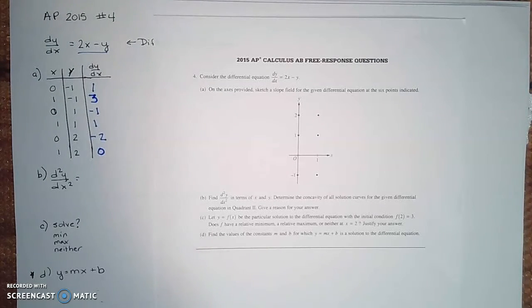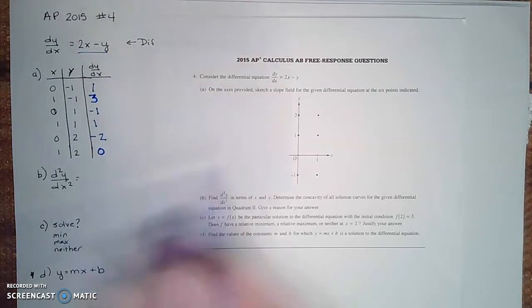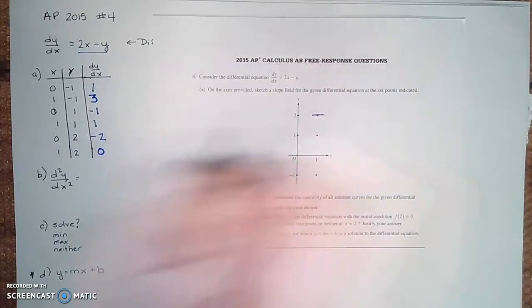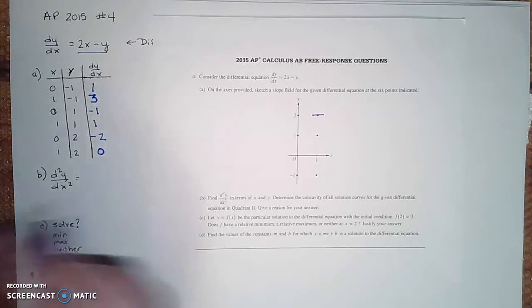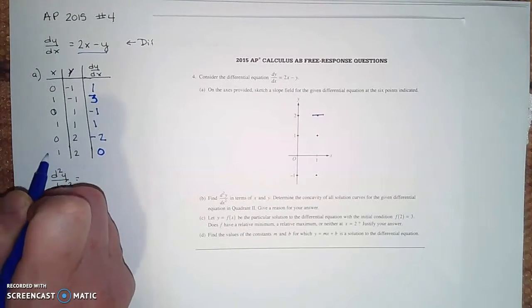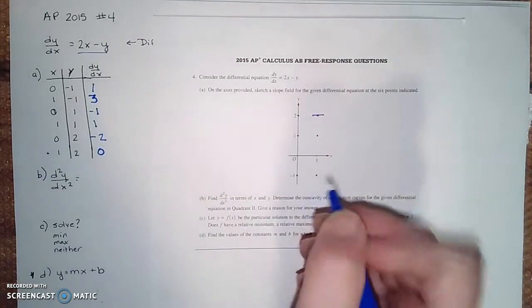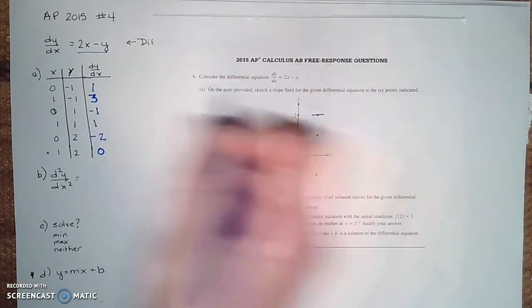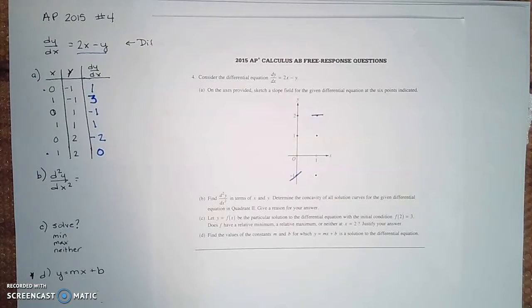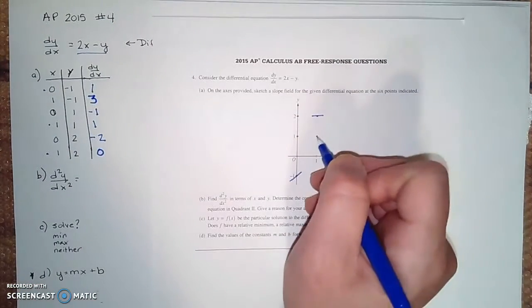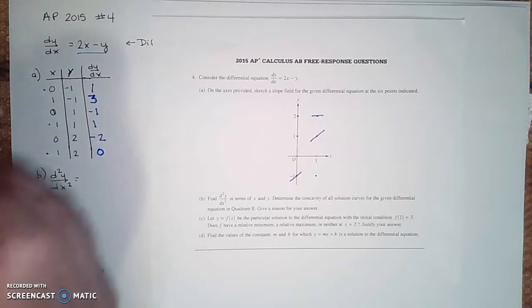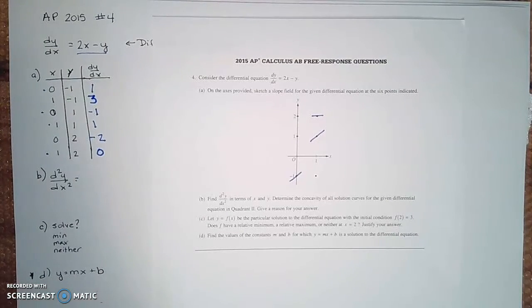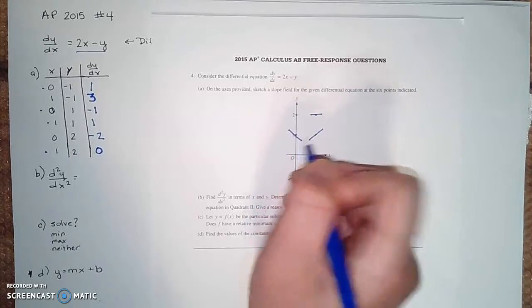I'm going to do the easiest one first, which is at 1, 2, the slope is 0. So I'm going to sketch a line like so. I'm going to do the slopes of 1 and negative 1 next. At 0, negative 1, the slope is 1, so I'm going to go 45 degrees. If it's not exact, it's okay. At 1, 1, the slope is also 45 degrees. Got that. At 0, 1, the slope is negative 1.